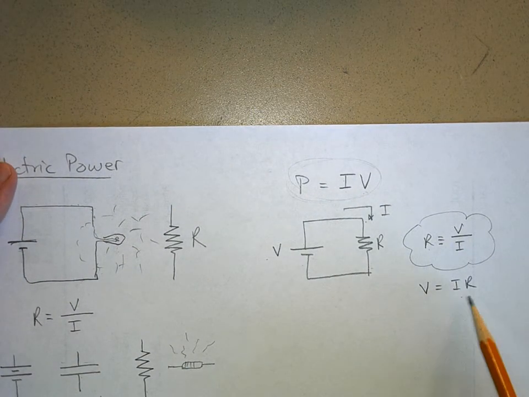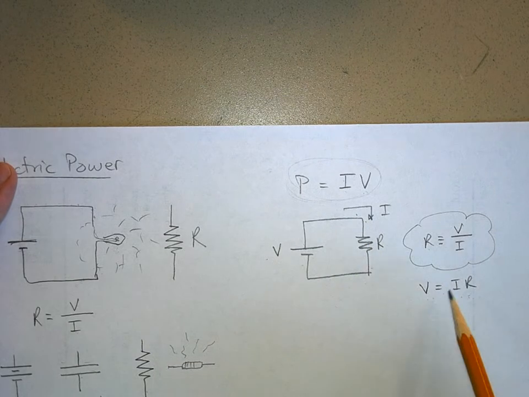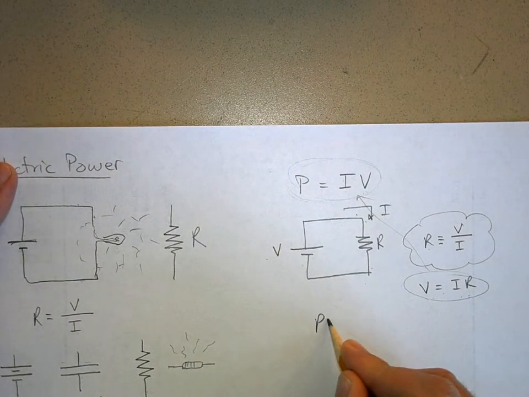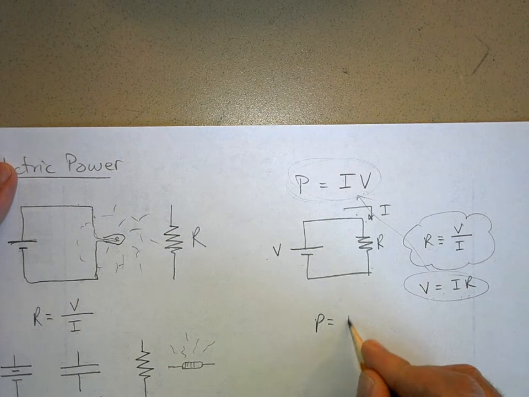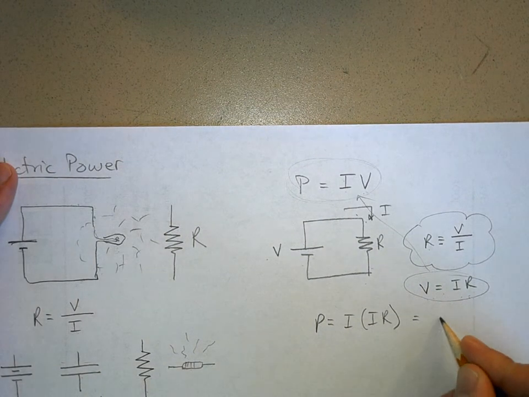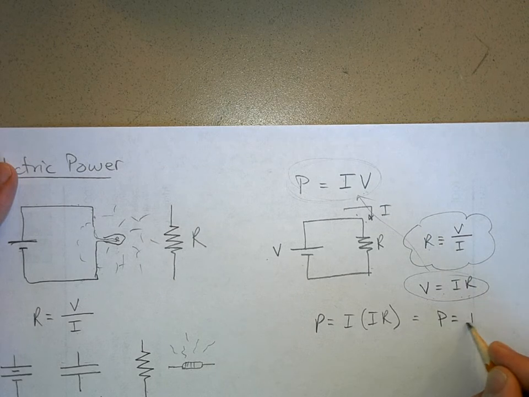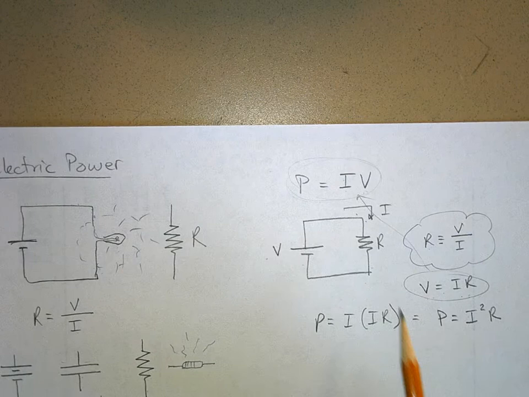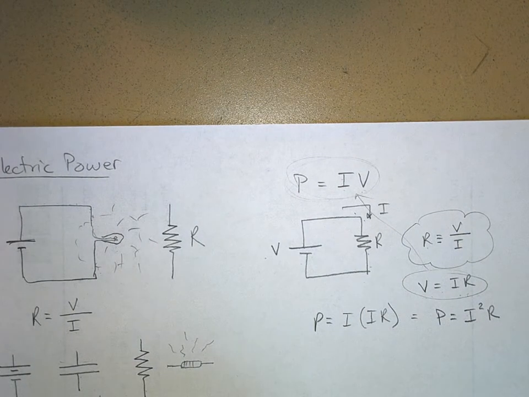Well, if V equals IR, I can substitute this in here. And so I get a different power equation. It's equal to I times IR, or power equals I squared R. And this gives me a value for the power being delivered to this resistor depending on its resistance and the current flowing through it.